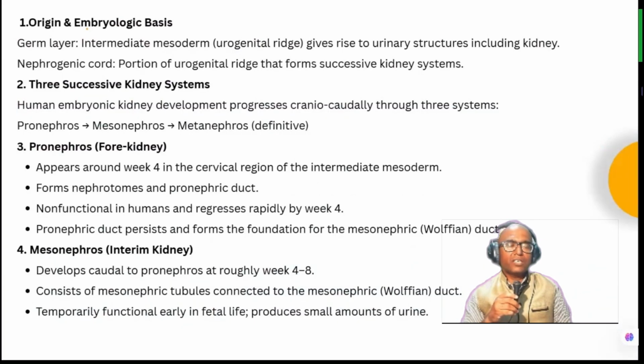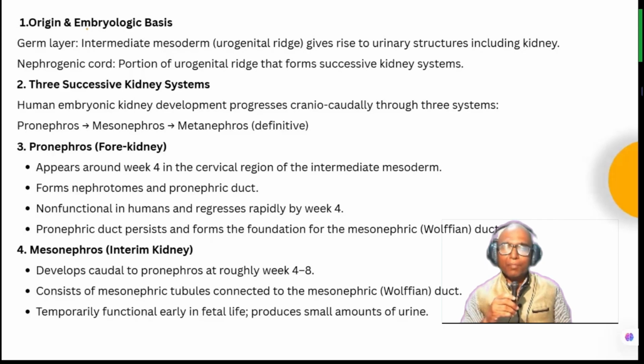Okay, so when it comes to the development of the kidney, what is the origin and embryological basis, and from which layer? For whichever organ we are discussing, from which layer it comes, whether ectoderm, endoderm, or mesoderm, that is most of the time the question in your exam. So the germ layer is the intermediate mesoderm. Okay, it is the intermediate mesoderm.